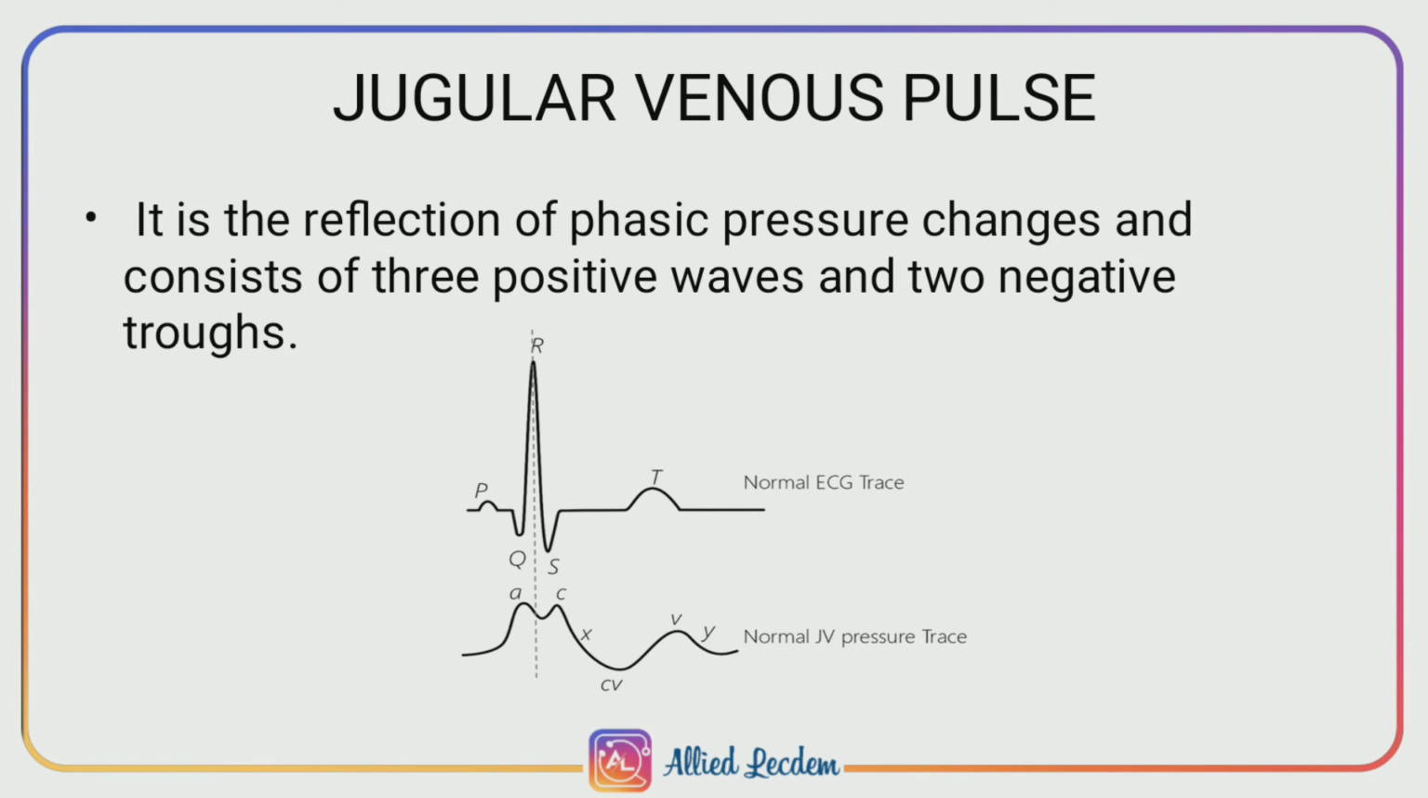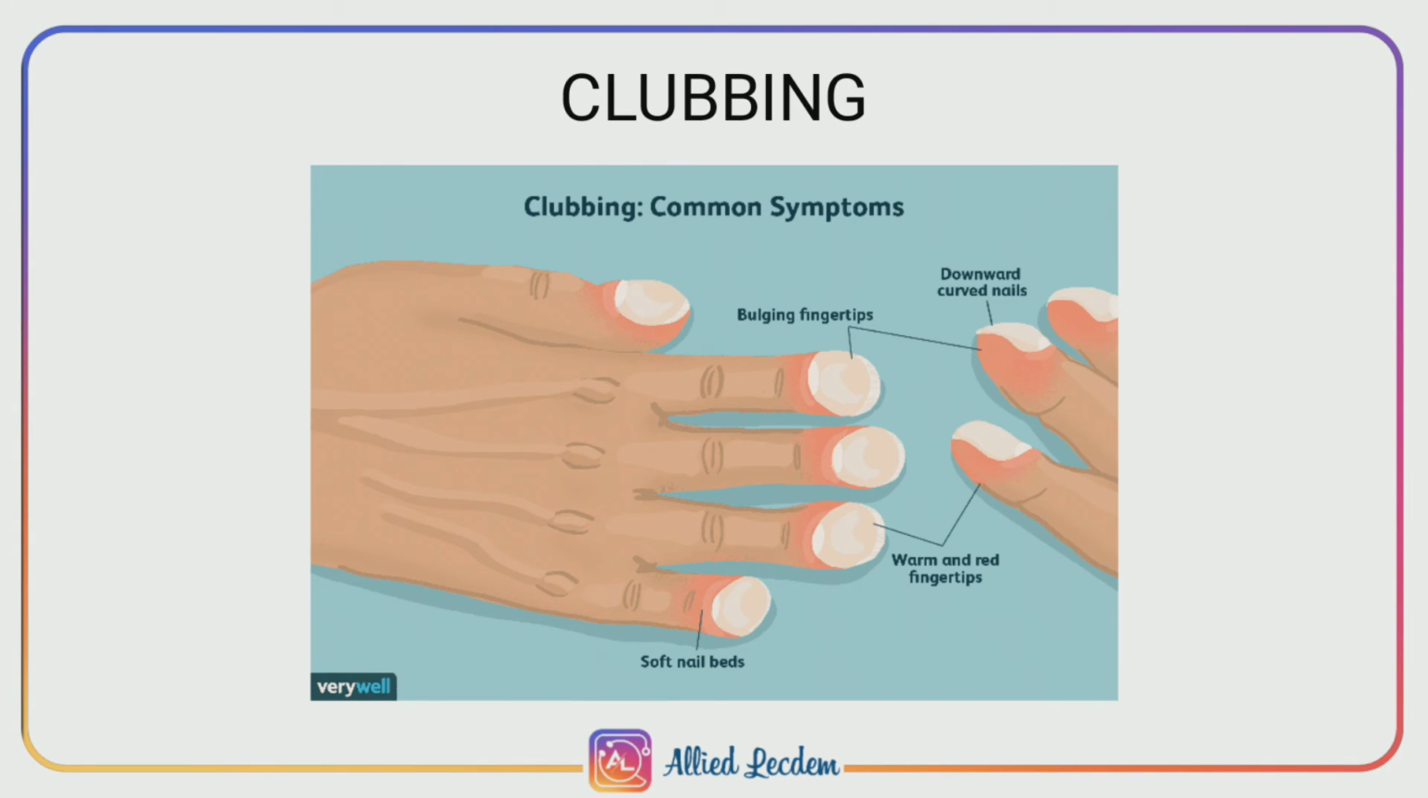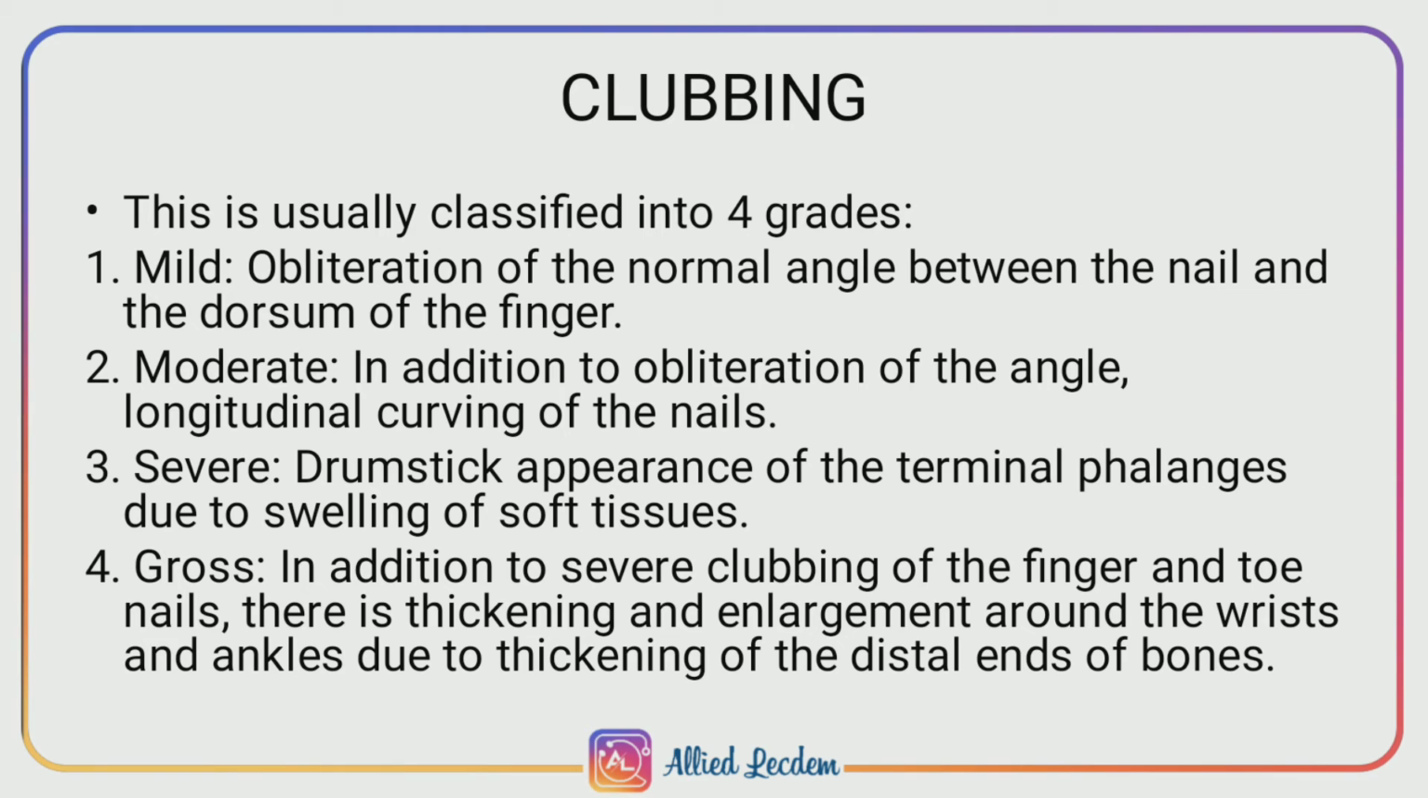Jugular venous pulse. It is a reflection of the phasic pressure changes and consists of 3 positive waves and 2 negative troughs. Clubbing. It is the changes in the areas under the toenails and the fingernails that result from chronic low blood oxygen levels.